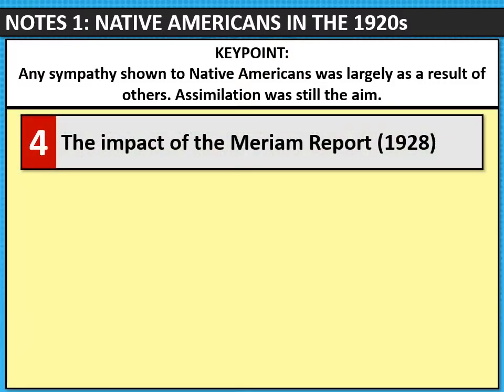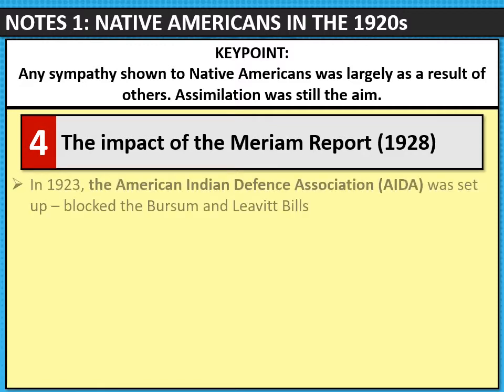Lastly, the Merriam Report is produced in 1928. Prior to that, liberal white Americans had started to try and support Native American rights. The most significant of these is set up in 1923 and is called the American Indian Defense Association, or AIDA. And they are successful in blocking the Bursum and Leavitt bills.